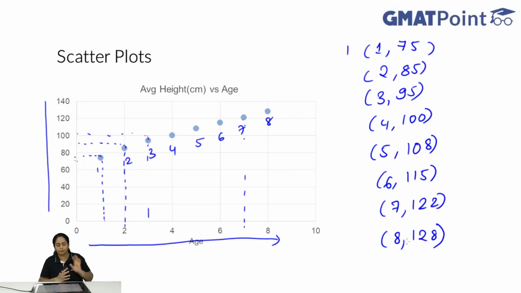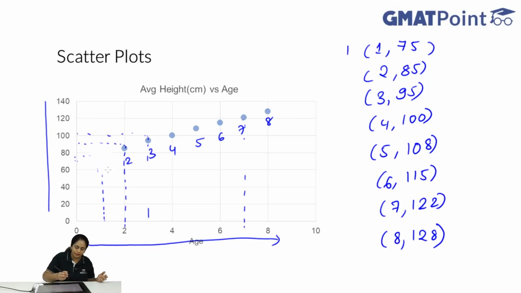When you're reading scatter plots, when you're trying to make sense of the scatter plot, it might be tempting to actually convert the plot into these kinds of tuples and then read based on those tuples what is the trend observed or what is the information contained in these points. But the basic idea is that you use the plot itself.